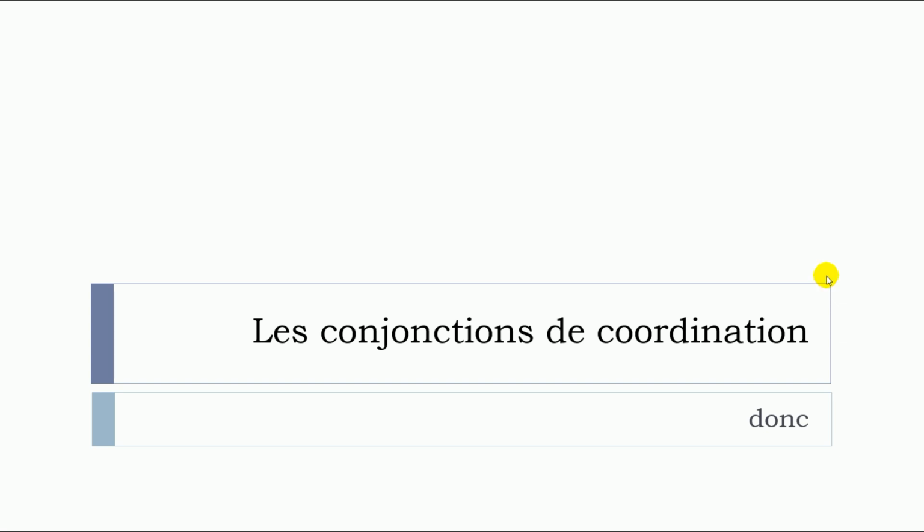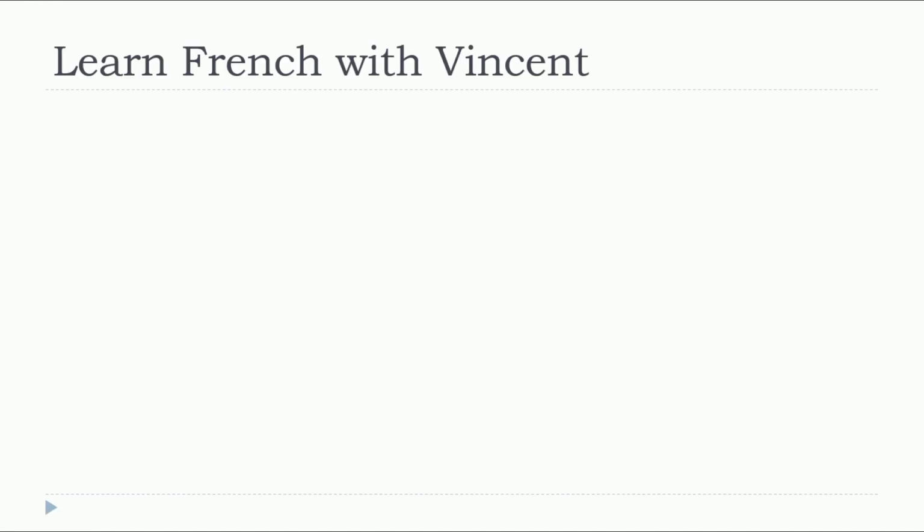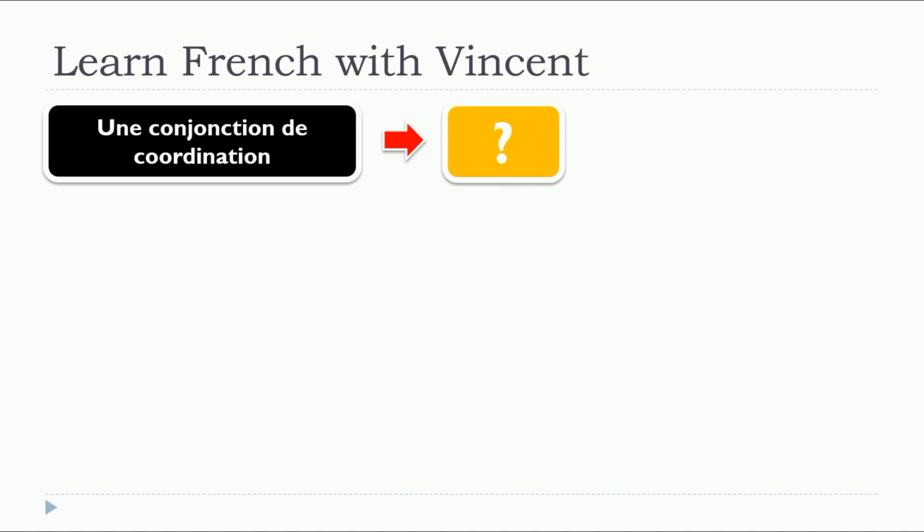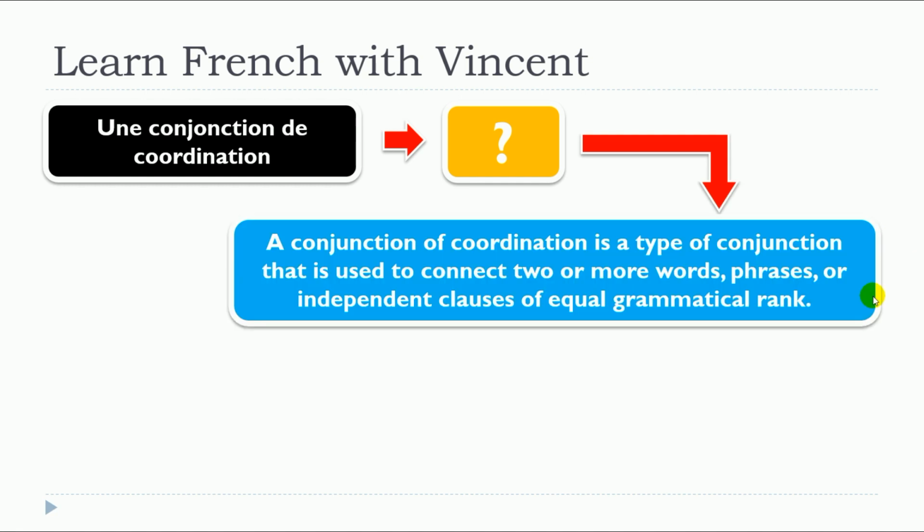In this lesson, we will see together les conjonctions de coordination, but more precisely, donc. So the question is, what is une conjonction de coordination? Well, a conjunction of coordination is a type of conjunction that is used to connect two or more words, phrases, or independent clauses of equal grammatical rank. So we use this conjunction to connect two or more words, phrases, or independent clauses.